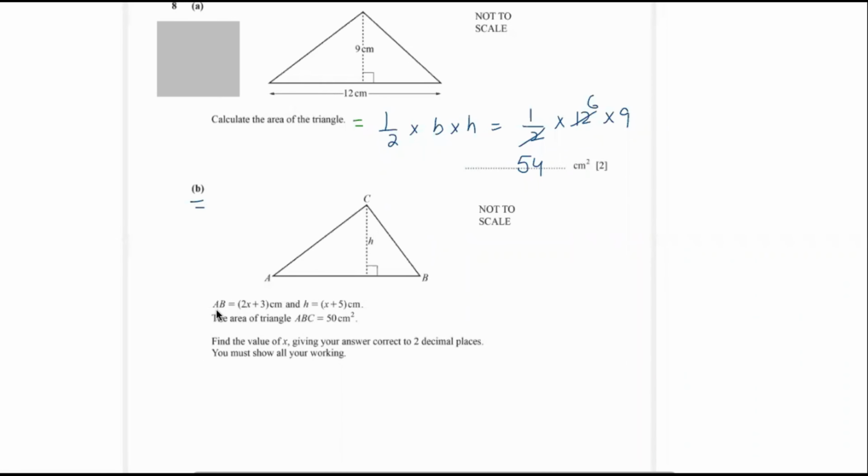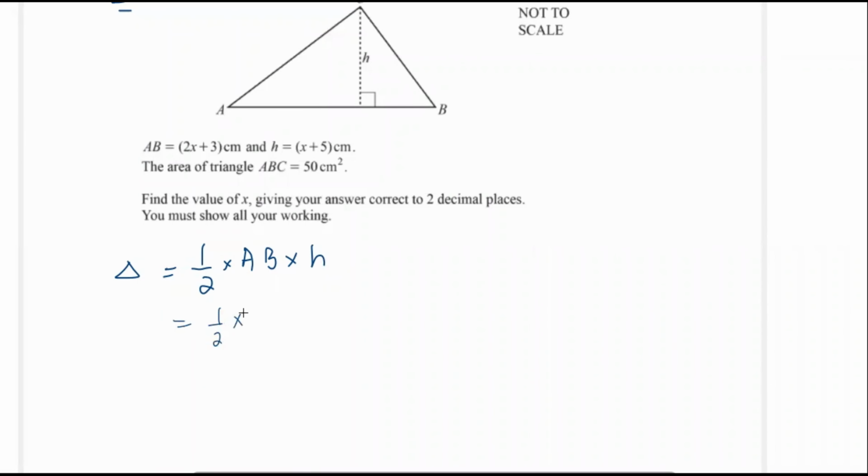Part B. AB equal to 2x plus 3 and h equal to x plus 5. The area of triangle ABC is 50 centimeter square. Find the value of x. Now the area of a triangle is 1 over 2 base into height. This is the base length AB and the height is h. AB is 2x plus 3, height is written as it is, and the area is 50.